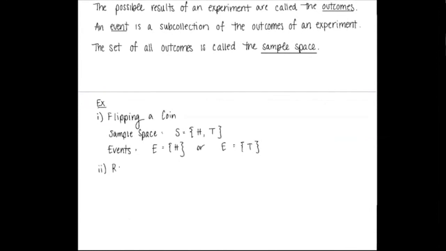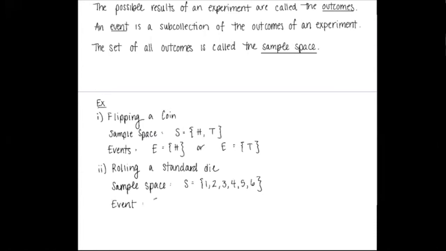All right, what about rolling a die, a standard die? The numbers 1 through 6. You got it. So our sample space, which is S, is the numbers 1, 2, 3, 4, 5, and 6. Those are the only outcomes.